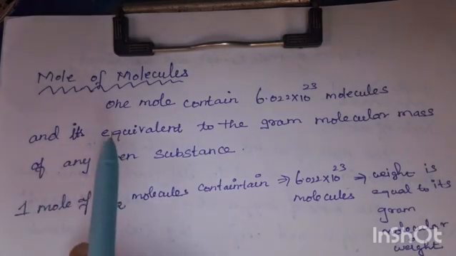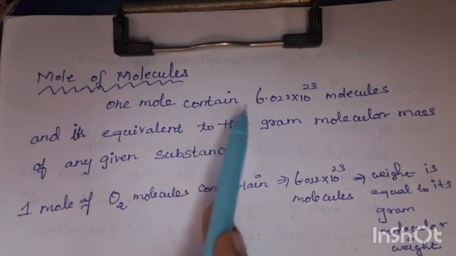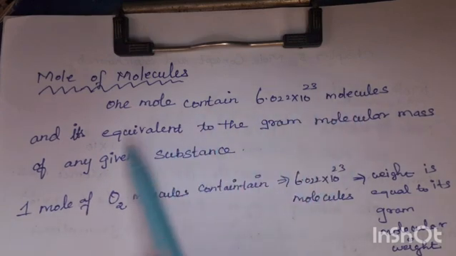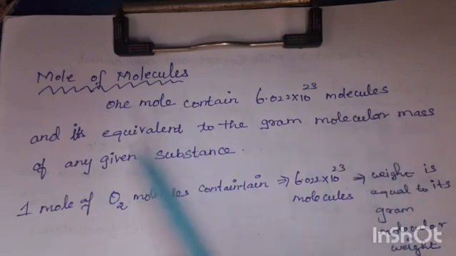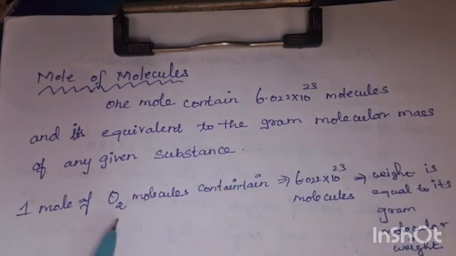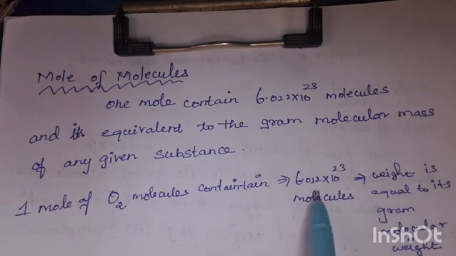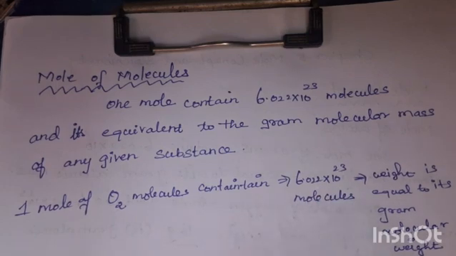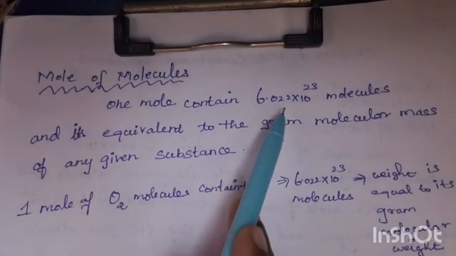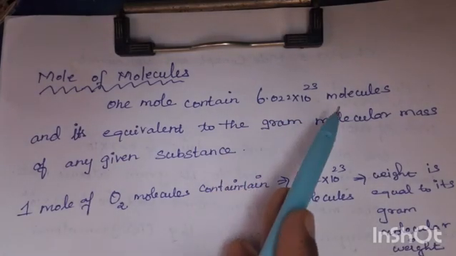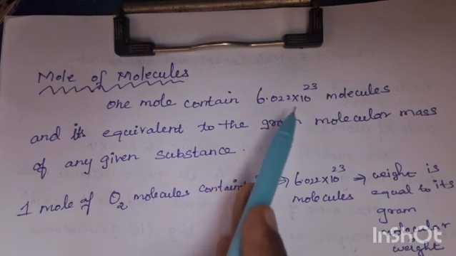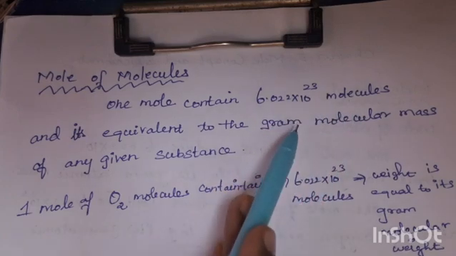Mole of molecules. 1 mole contains 6.022 into 10 to the power of 23 molecules and is equivalent to the gram molecular mass of any given substance. 1 mole of oxygen molecules contains 6.022 into 10 to the power of 23 molecules. If you are talking about 1 mole of any molecule, it contains 6.022 into 10 to the power of 23 molecules. What about the weight respective to these molecules? That is the weight respective to its gram molecular mass.